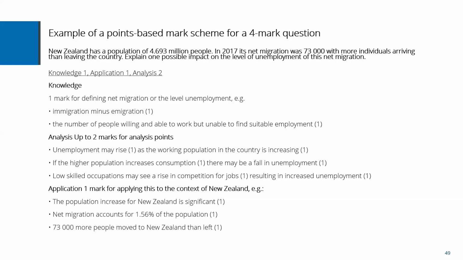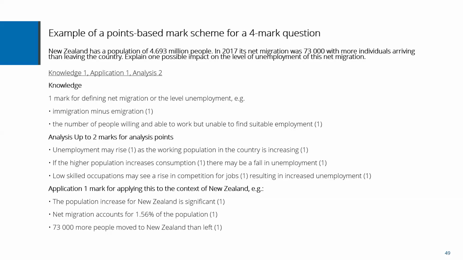So you'll see here that these are linked together. Unemployment may rise for 1 mark, as the working population in the country is increasing for the other mark. That's one possible way of analysing the impact that is being stated and hopefully applied. They are standalone, so if there's no application, then the student can still pick up 3 marks for 1 impact, which is your knowledge, and analysing it with the simple linked strand. So it's just 2 aspects linked together for the analysis.